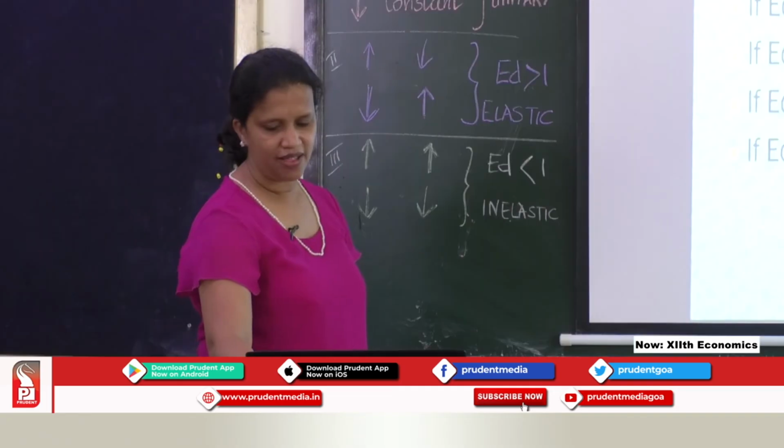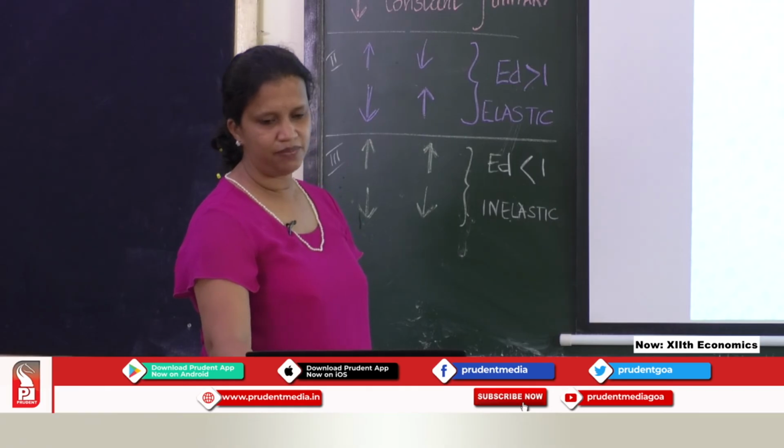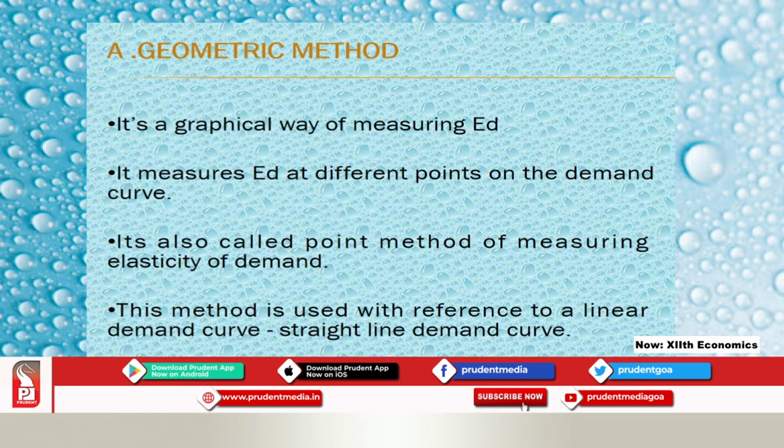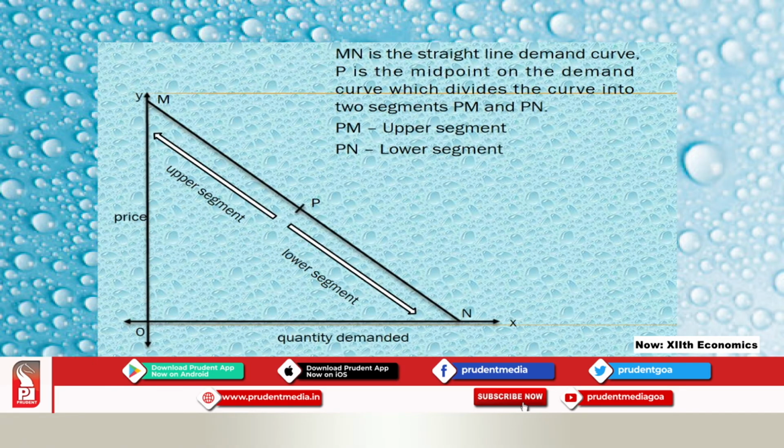And finally we come to the next method, which is the geometrical method. As I mentioned to you, it's a graphical method of trying to measure elasticity. Now, this method measures elasticity at different points on a demand curve. So that's why we also call it the point method of measuring elasticity. And remember, this method is used with respect to a linear demand curve or a straight line demand curve. Let's see what this method is all about.